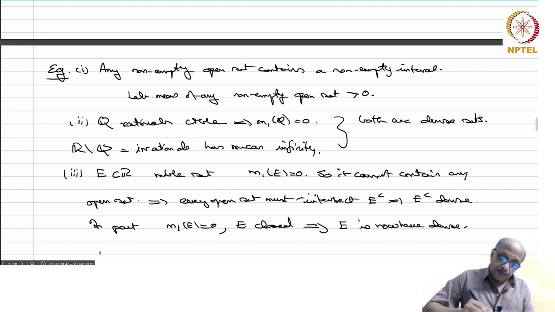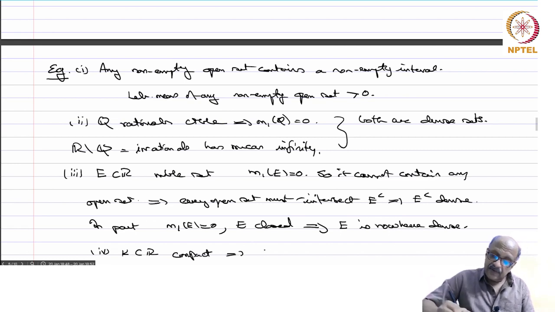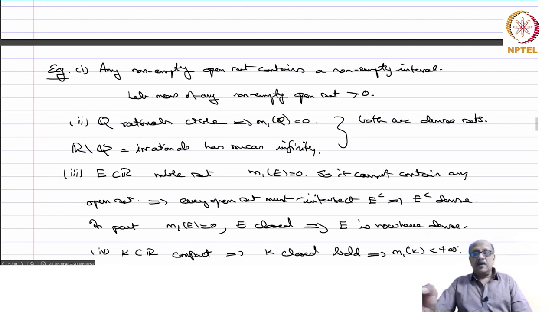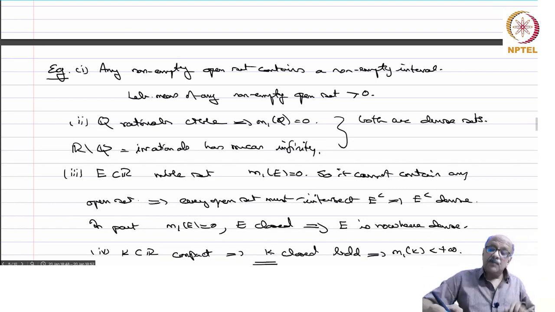And four, you have K in R compact, implies K is closed and bounded, implies M1 of K is always finite. So every compact set has only finite measure. So we will continue the examples next time.